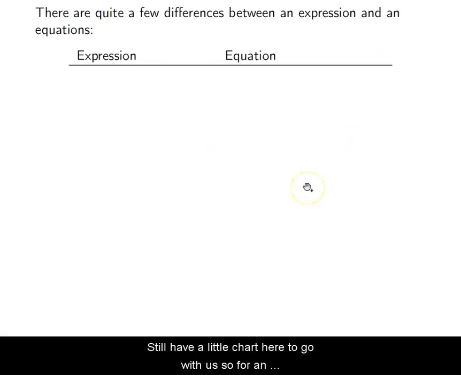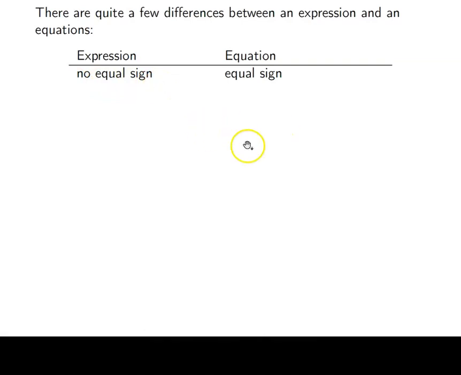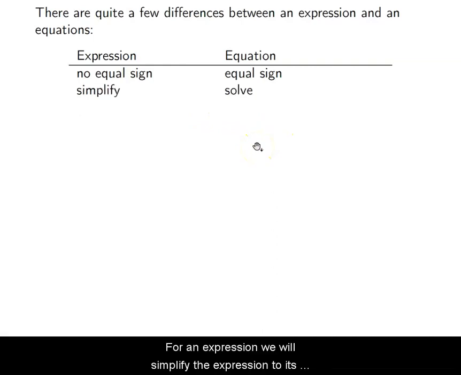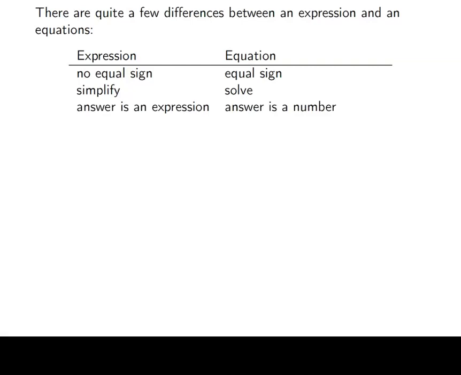So we'll have a little chart here to go with this. For an expression, as I said before, there is no equal sign. An equation, you know you have an equation when you have an equal sign. Okay? For an expression, we will simplify the expression to its simplest terms. An equation, we solve. We have one thing on one side of the equal sign, something on the other side of the equal sign, and our goal is to find what the unknown is in order for the equation to stay balanced, okay?